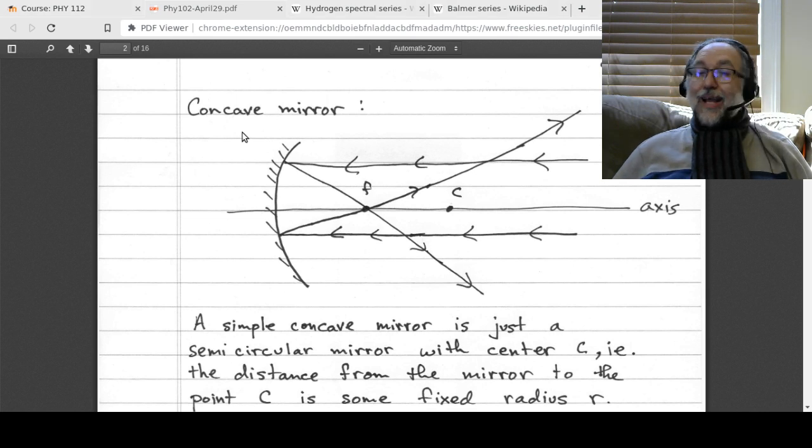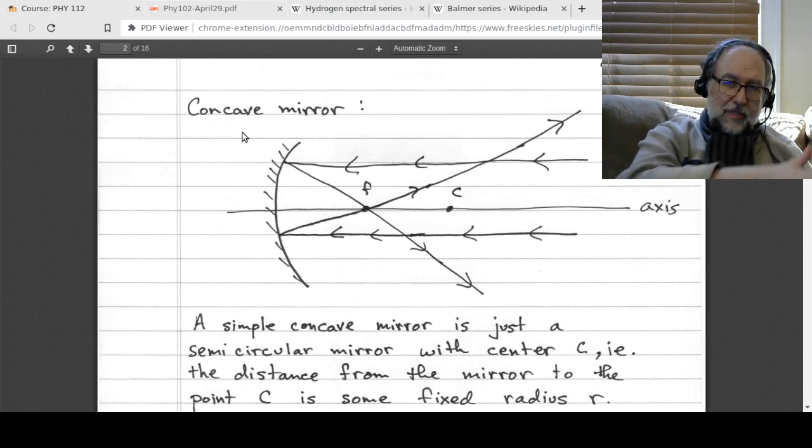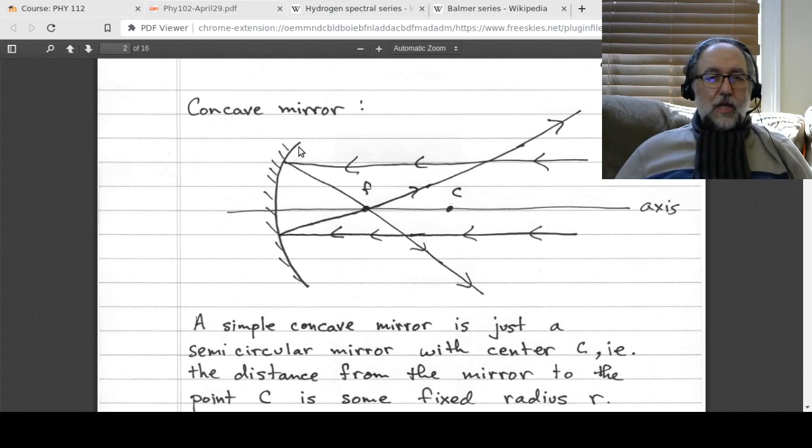The word concave, you'll see that with lenses too. It means kind of caved in. So something is caved in like this. You can see here the reflective surface is on our right-hand side, and the non-reflective back of the mirror is on the left. You can see the non-reflective surface. I put some little etches in there.